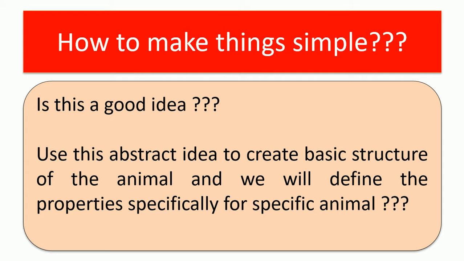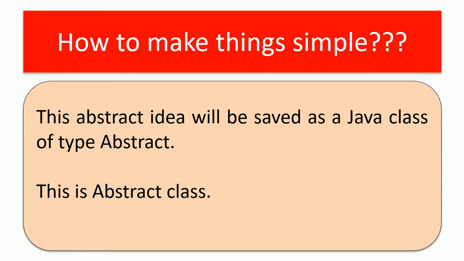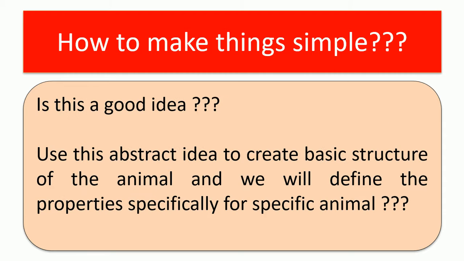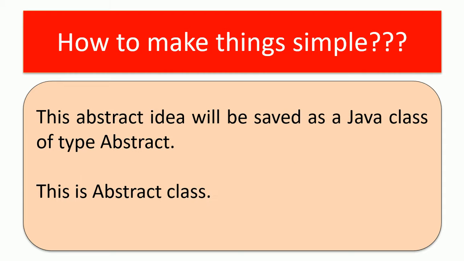So with this abstract idea, if we create a basic abstract structure of an animal, then with the help of that basic structure, we will inherit it to create a specific animal with specific characteristics. This is called an abstract class. Let me show you an example. That created abstract idea will be saved in a Java class of type abstract. So an abstract class will hold a keyword called abstract.